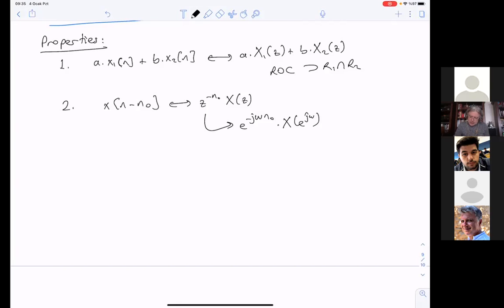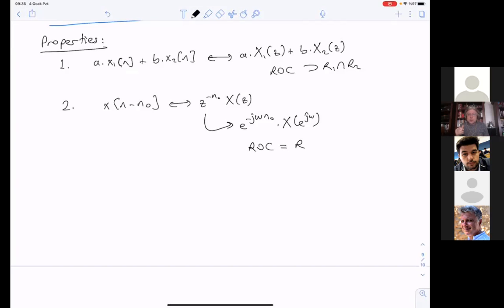How about the region of convergence? The region of convergence does not change actually. It stays the same. But you can say that we have some additional poles. If n0 is positive, then z to the minus n0 is like 1 over z squared if n0 is 2, for example. Or if n0 is 1, it will be 1 over z. And 1 over z makes a pole at z.